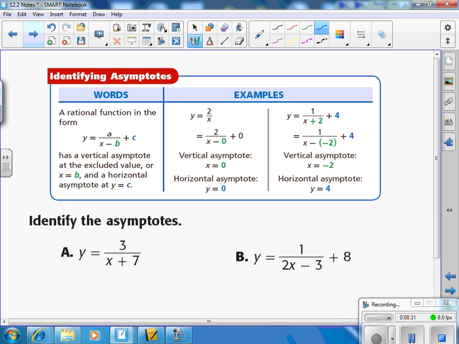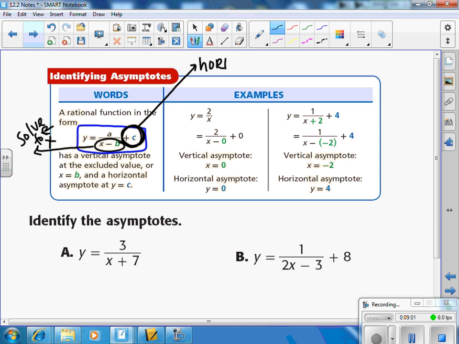So, identifying asymptotes. Here's some examples. If you have a rational function that looks like this, to figure out your vertical asymptote, the x equals, the one that goes up and down, you find your excluded value. Or you take this denominator and you solve for x. And that is your vertical asymptote. This number that's being added or subtracted right here is always your horizontal asymptote.